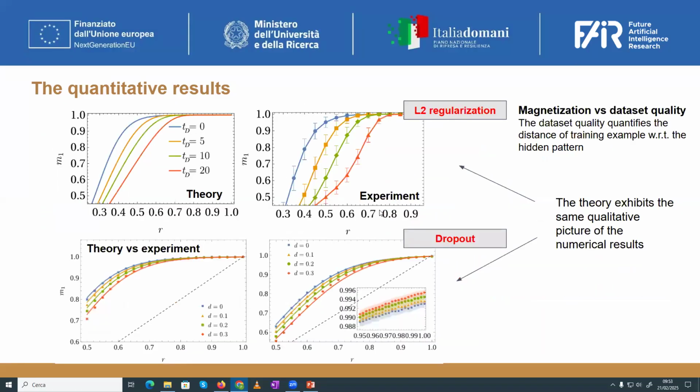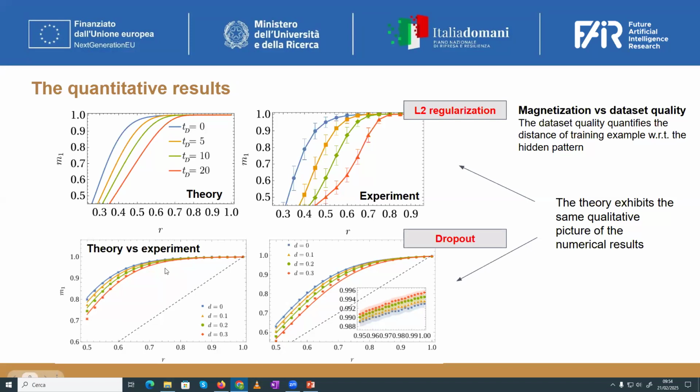So, for example, in the first row, we have a comparison between the theory on the left and the numerics on the right. And even though there is a quantitative gap between the two results, you can see that the qualitative picture of the numerical simulation is actually captured by the theoretical predictions. And in particular, you can see that increasing TD, which is related to the regularization parameters, the generalization capabilities are downsized, and in particular, they are only ensured for high-quality datasets, meaning that the intrinsic noise in the training dataset is very low.